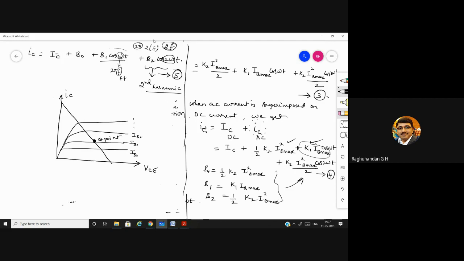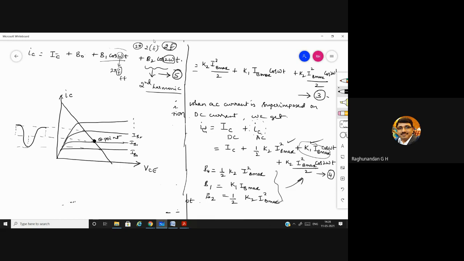So now we will take the current waveform. Since we have assumed cos omega t, you should take the cos wave. Here the markings are very important.